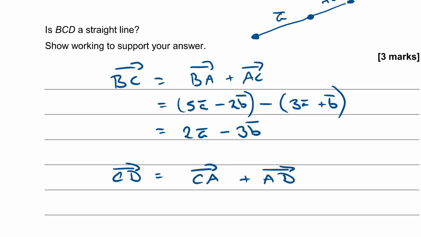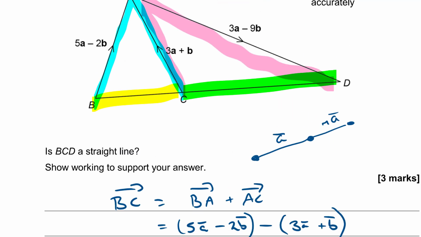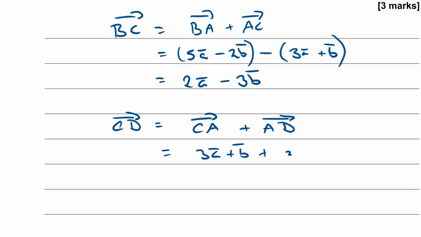They're both positive, aren't they? So that's equal to 3A plus B plus, what was it? 3A minus 9B. So collecting like terms, 3A and 3A makes 6A, and B and minus 9B makes minus 8B. Okay.